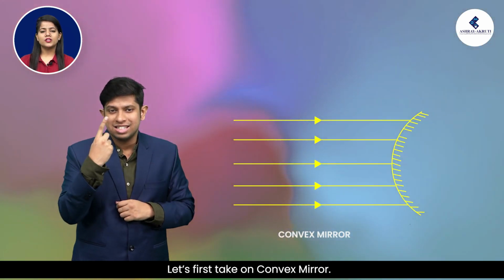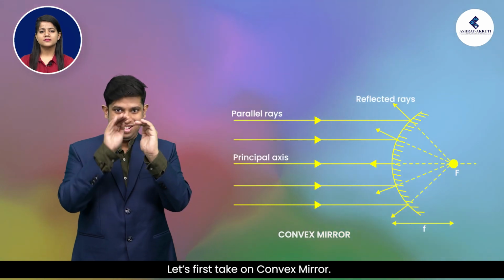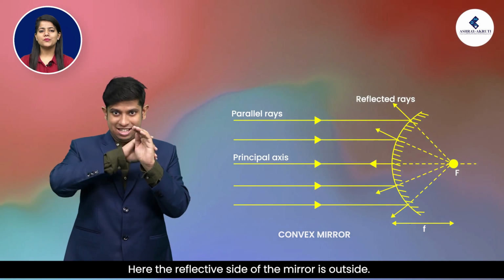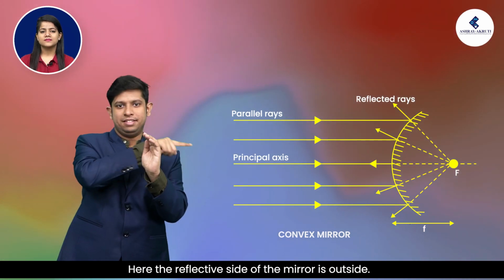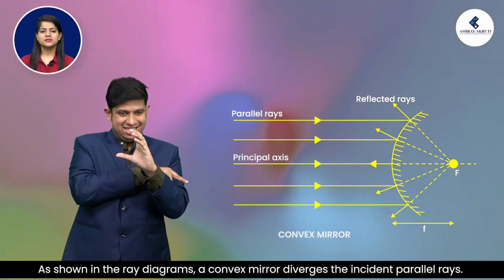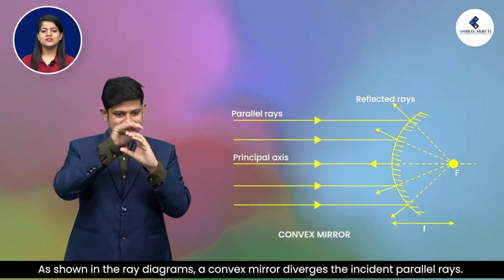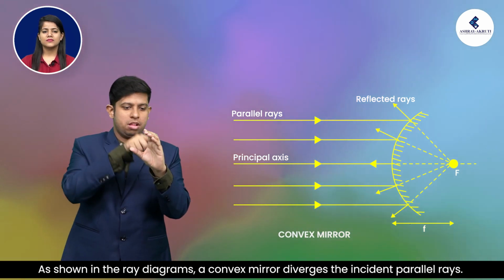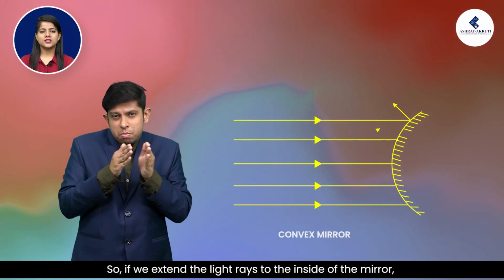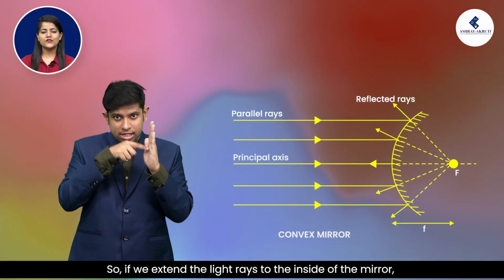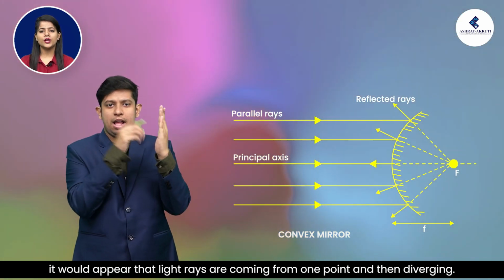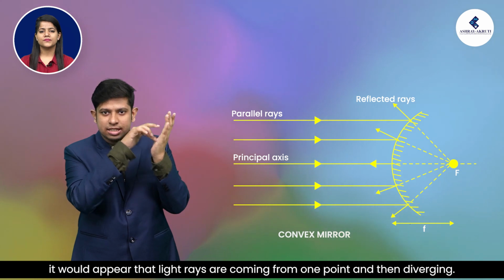Let's first take on the convex mirror. Here, the reflective side of the mirror is outside. As shown in the ray diagrams, a convex mirror diverges the incident parallel rays. So, if we extend the light rays to the inside of the mirror, it would appear that light rays are coming from one point and then diverging.